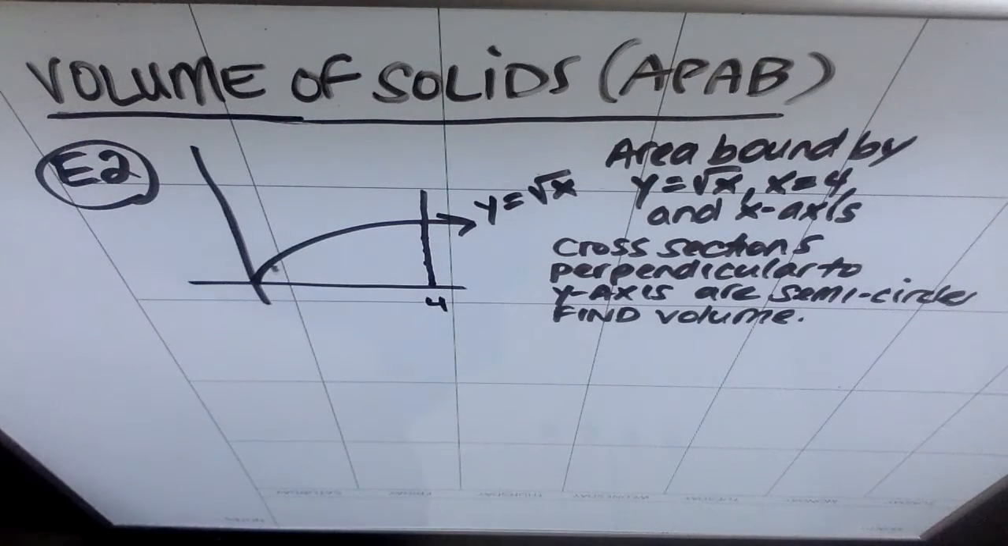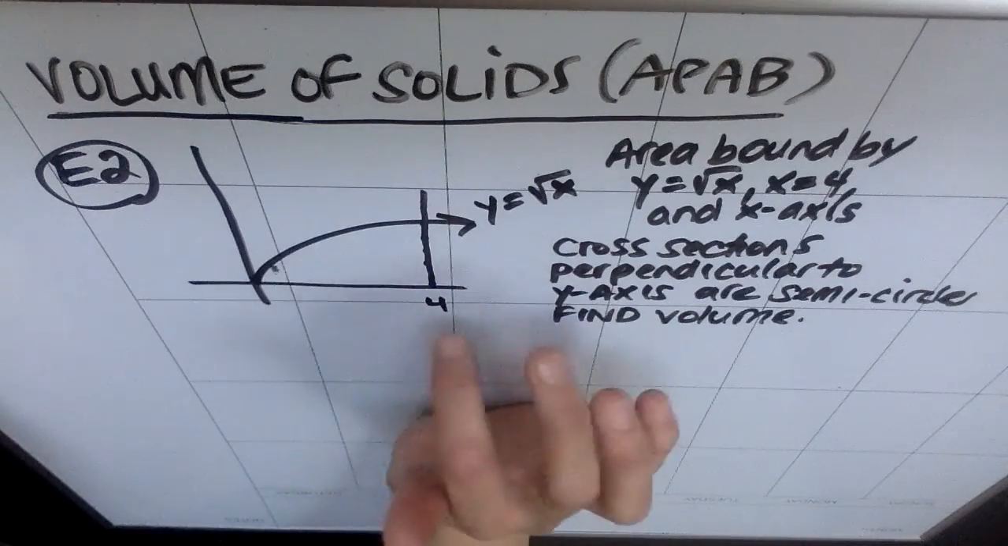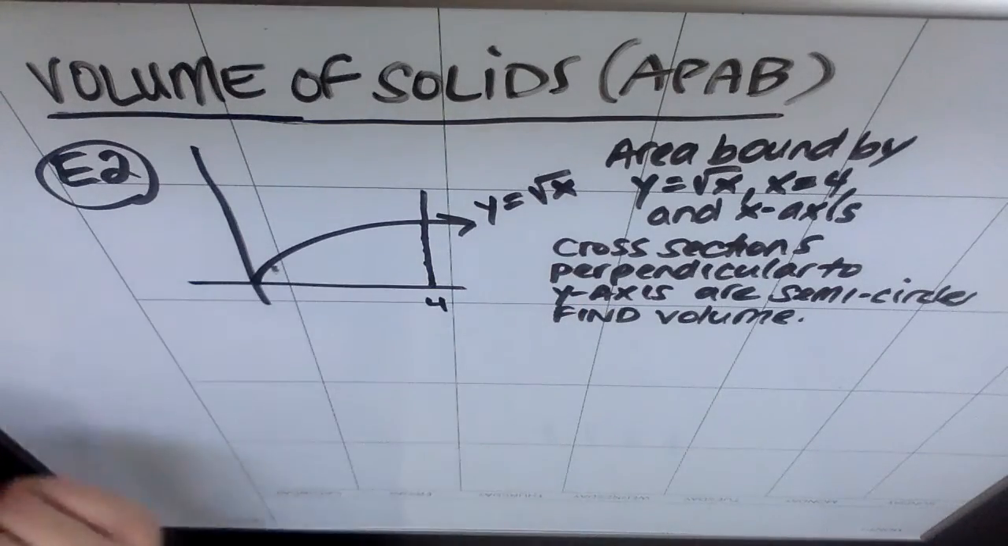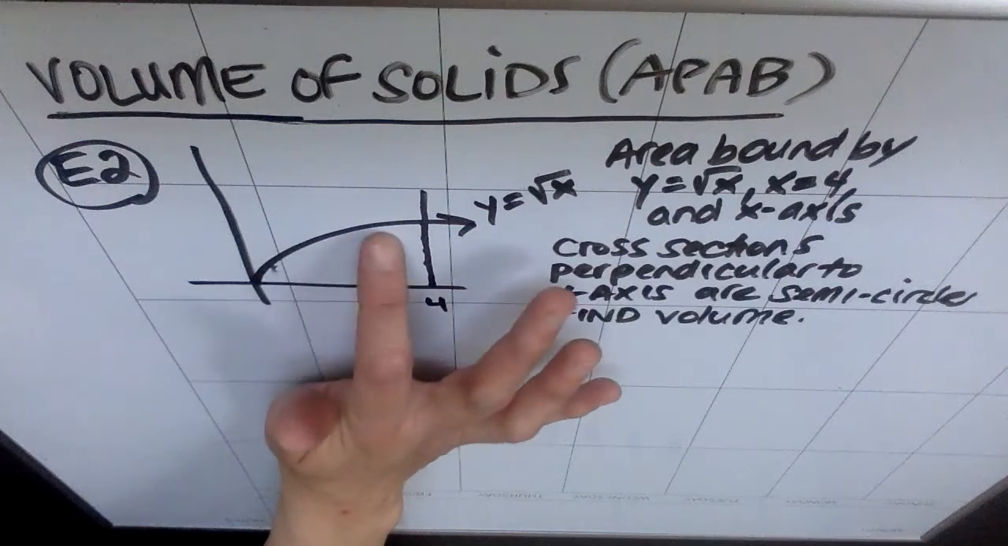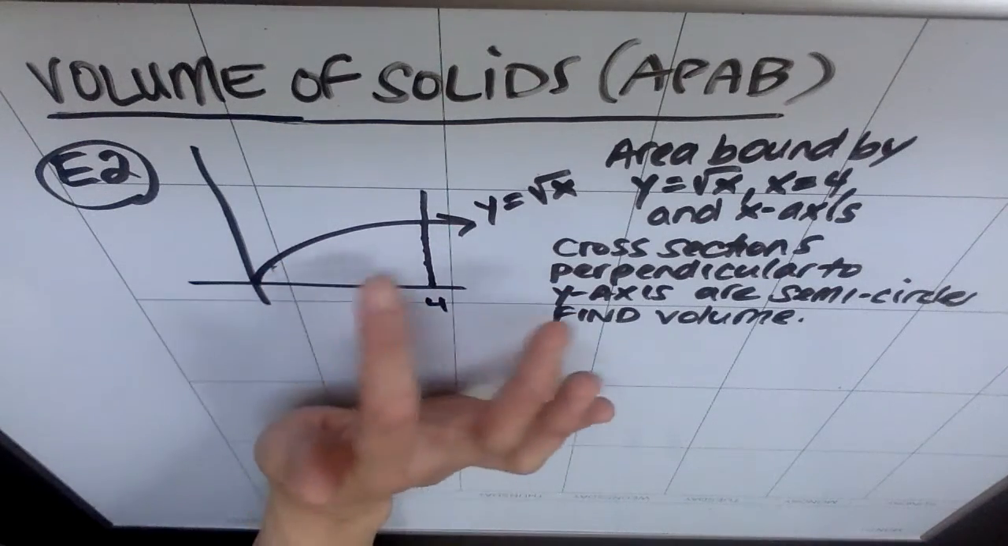We're going to do example 2 with cross sections. So I've already drawn our picture just to save a little bit of sanity. We want the area bound by the curve y equals the square root of x, x equals 4, which is right there, and then the x-axis. So the area that we're talking about is this sort of little curvy shape right here, right?